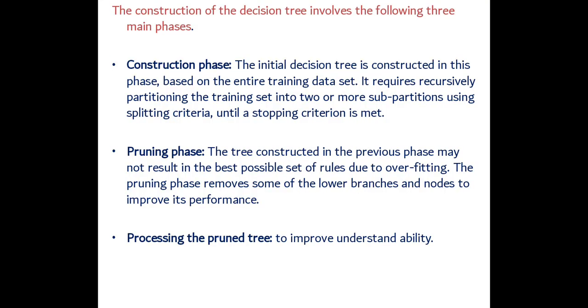So in a decision tree we have three important phases, that is the construction phase, pruning phase and processing the pruned tree. Construction phase: the initial decision tree is constructed in this phase based on the entire training data set. By considering the entire training data set, the calculation takes place, the partitions take place and splitting takes place. Okay, that is the construction phase.